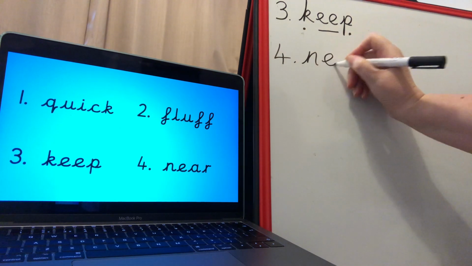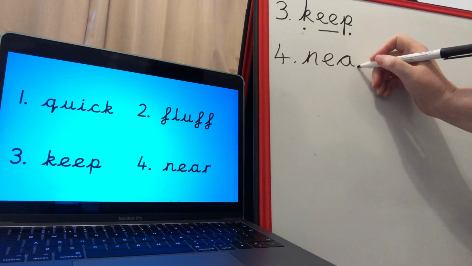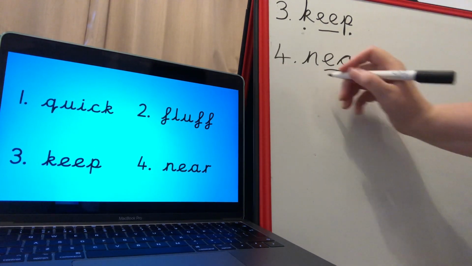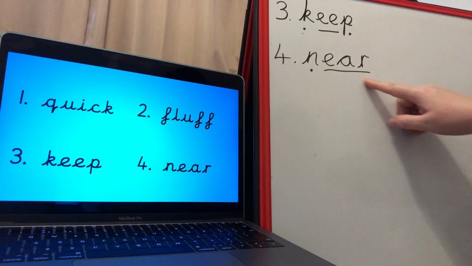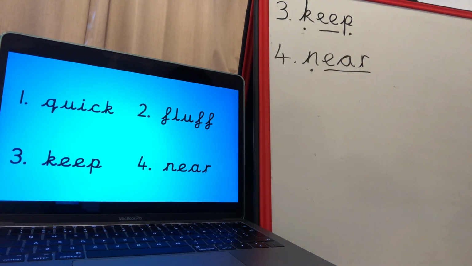And number 4, I hope you didn't get tricked. It looks as if it might have an eat your peas in the middle, but it's actually got a trigraph, ear. So this word says ear, near, ear, near.